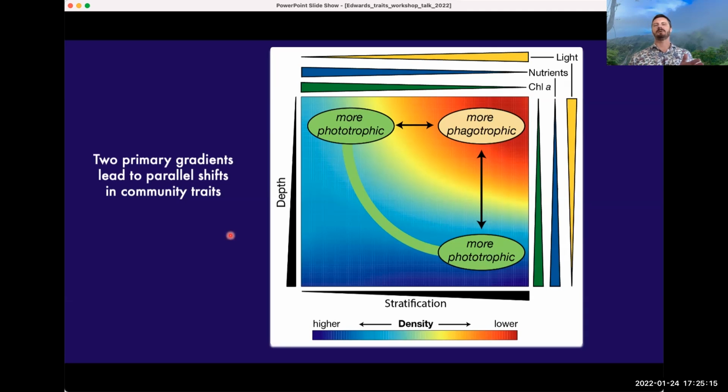So that, of course, raises the question of what's driving this. There's a number of different things that vary across both of these gradients, two of which are nutrient supply and light availability. Nutrients tend to be lower, and light tends to be more available in the mixed layer under more stratified conditions. And the same thing happens across depths, right? So shallower depths, lower dissolved nutrient supply, but higher irradiance.